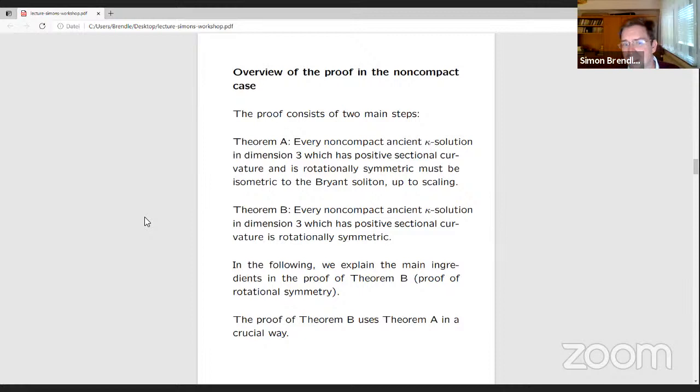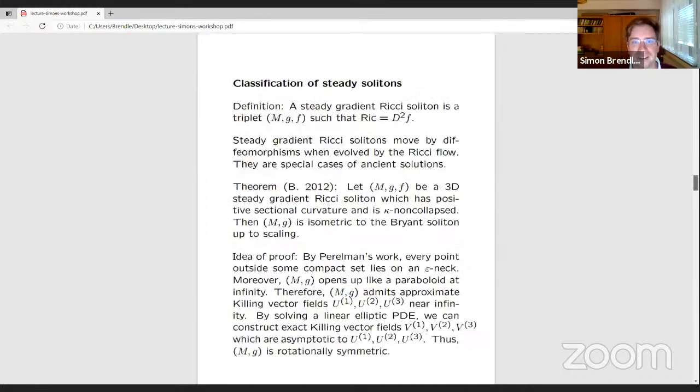But it turns out the reason why it's useful is because if you have a non-rotationally symmetric solution, there are certain limits of rescalings that will give you rotationally symmetric solutions. And then theorem A comes in handy because it will tell you what these particular limit solutions look like. So you have to do it in a particular order. You have to do theorem A first.